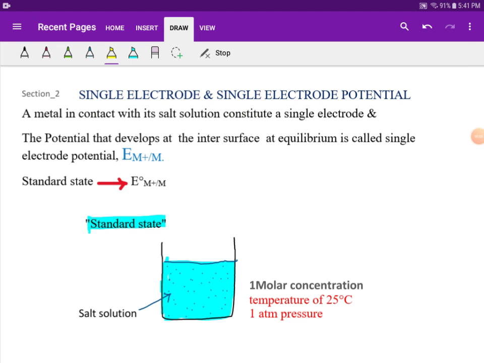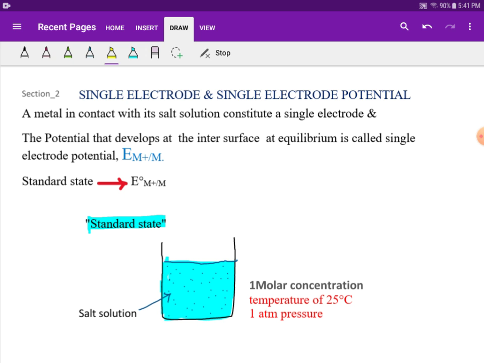Good afternoon, dear students. Let us continue the class, section 2 of electrochemistry 2. That is, we are to discuss the mechanism of the single electrode and the single electrode potential here.